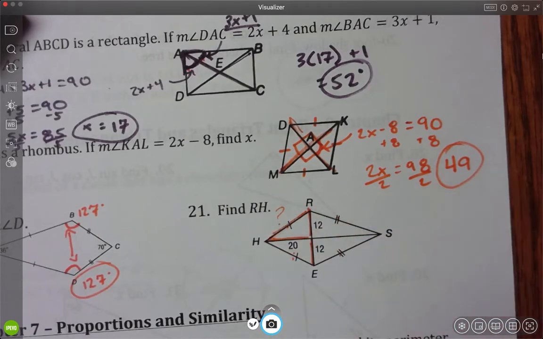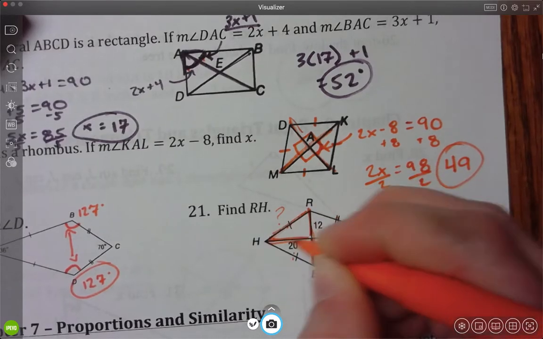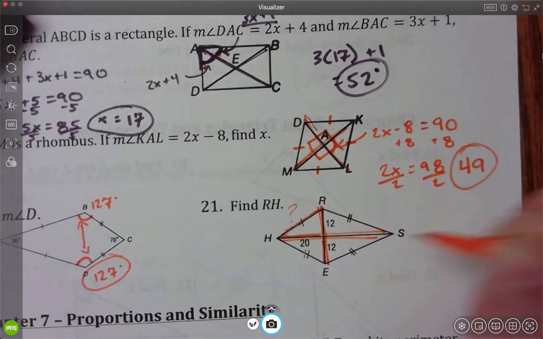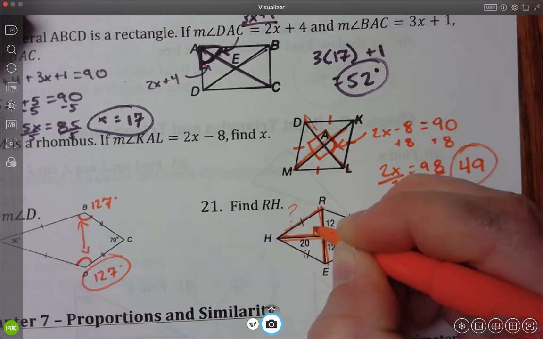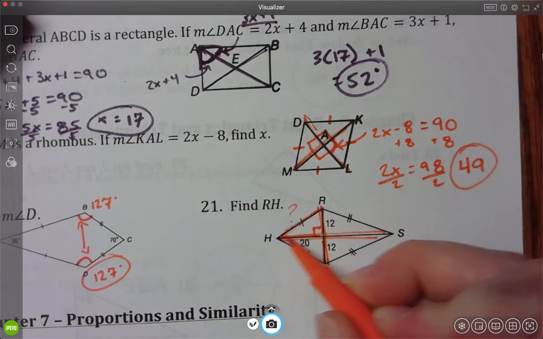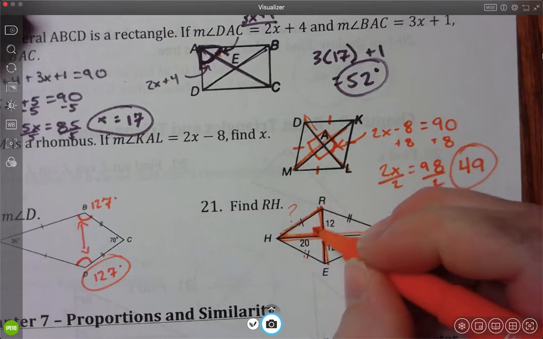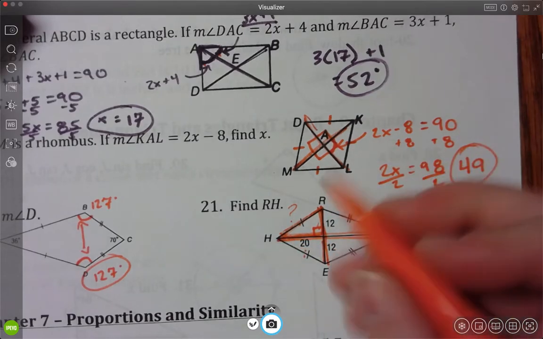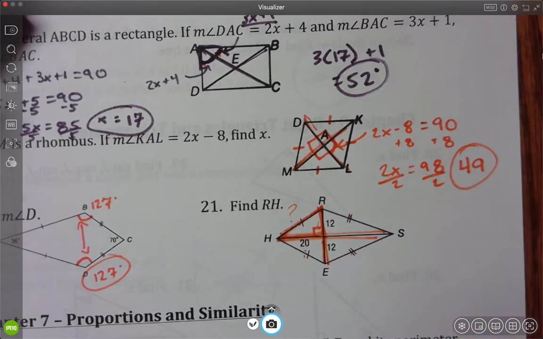We don't know anything about that other than the fact that the two poles that you shove through the kite have to cross at a 90-degree angle, which makes this a right triangle right here. So I have one side is 12, the other side is 20, and then this third side I can find by doing the Pythagorean theorem. So let's do that.